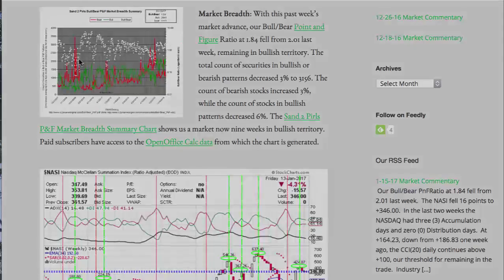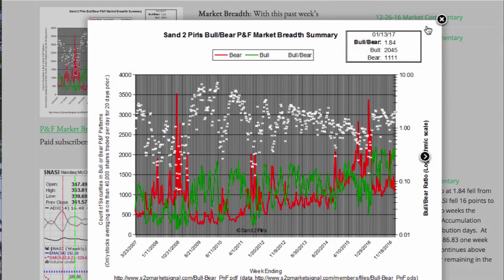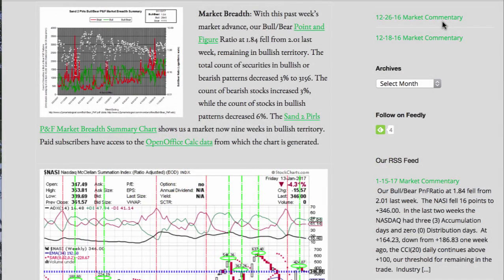Market breadth. With this past week's market advance, our Bull Bear Point and Figure ratio at 1.84 fell from 2.01 last week, remaining in bullish territory. The total count of securities in bullish or bearish patterns decreased 3% to 3,156. The count of bearish stocks increased 3%, while the count of stocks in bullish patterns decreased 6%.